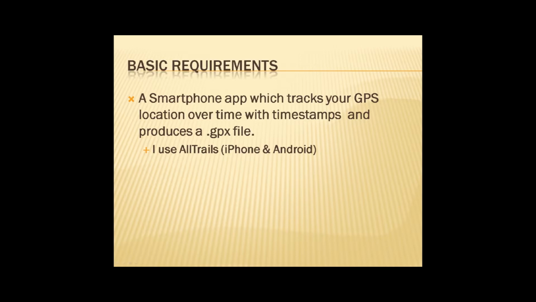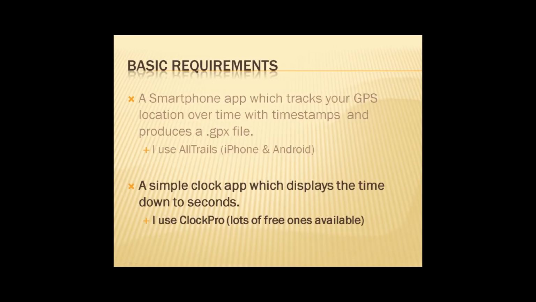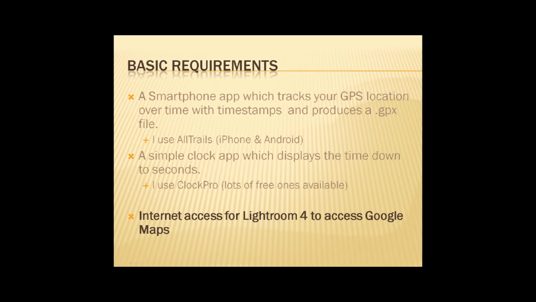The next thing you need is a simple clock app, which displays the time down to the seconds. So you can look at the individual displays for each one of the apps you may be considering and make sure one of them shows you that the app will display the seconds. I use one called Clock Pro. I've probably got 2 or 3 others on my phone, but there are lots of them out there for every platform you can imagine. And the last thing you need is access to Google Maps, which requires the internet, so make sure you've got that available to your system.